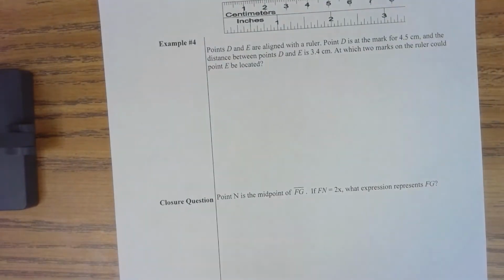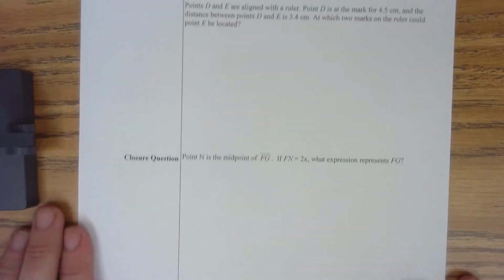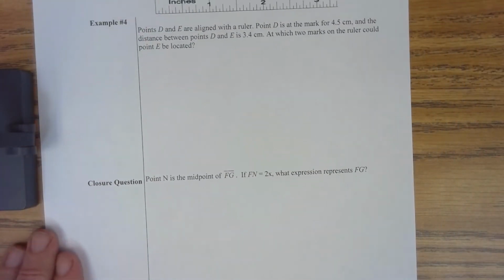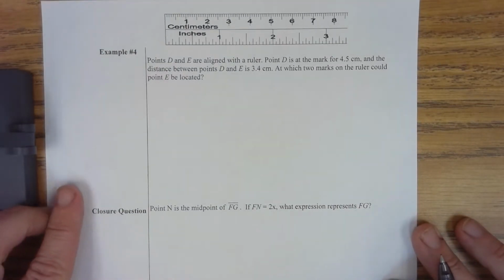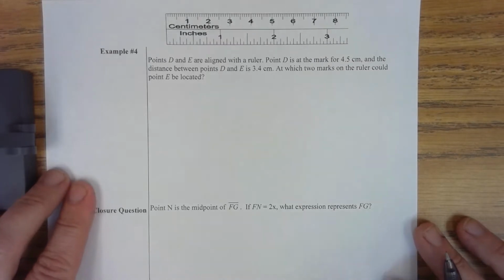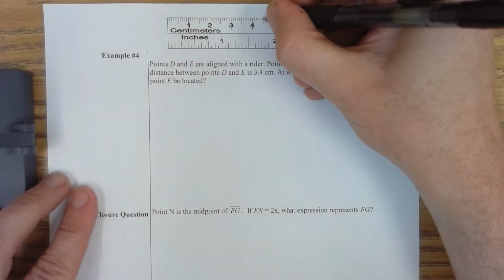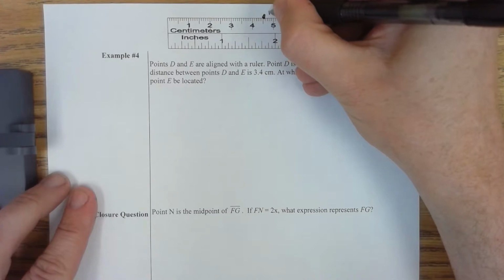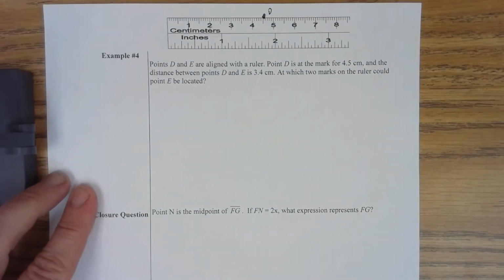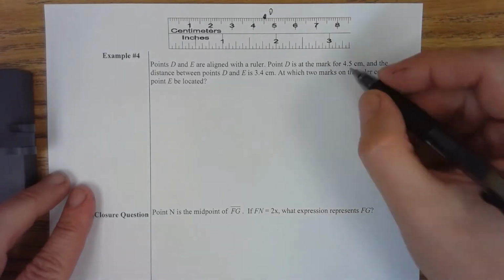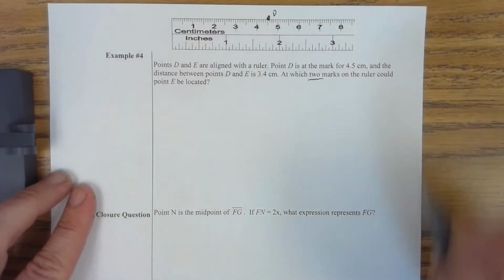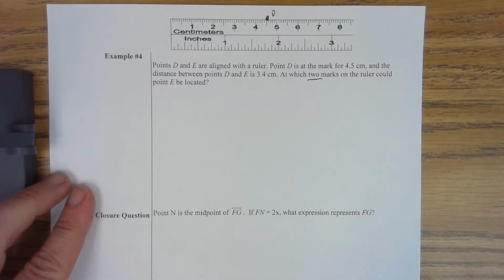Alright, let's look at example 4. Okay, I've got a ruler again, and they're telling me that points D and E are aligned with the ruler. Point D is at mark 4.5. Let's go ahead and put it in here. 4.5, this is D. Okay, and the distance between point D and E is 3.4 centimeters. Alright, at which 2 marks on the ruler could point E be located? Look at this, 2 marks. So you're going to have 2 different answers.